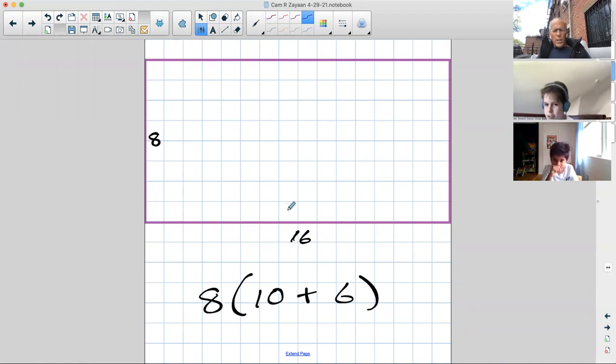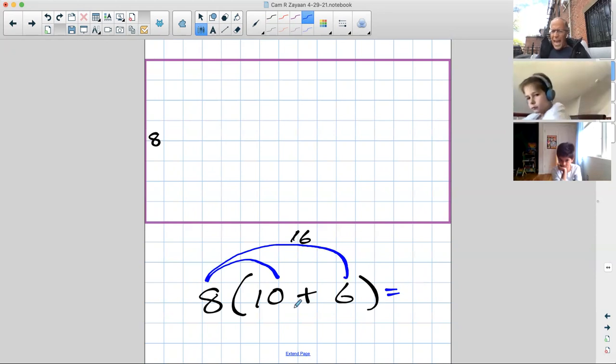Now, I want Cam, you give me the first 8 times 10. And then Zion, you're gonna give me 8 times 6. And then we're gonna add those together. Go ahead. Cam, what is 8 times 10? I haven't figured it out yet. All right. Zion, why don't you work on your 8 times 6? I'm working on it. Good man.